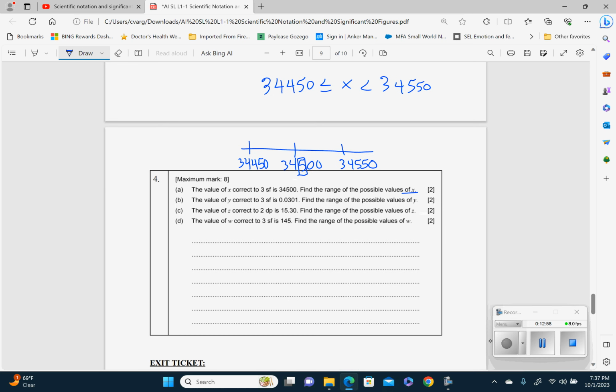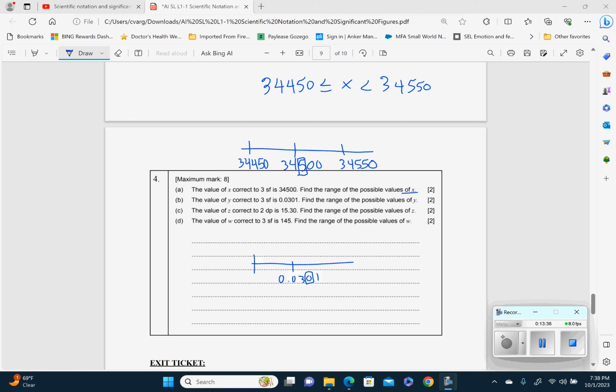So this one right here is, should I do B or C? Let's just go ahead and do B. So we have another number line right here. So I'll go ahead and draw this, and the number that we have in the middle is 0.0301. And so since this is 3 significant figures, 1, 2, 3, right? This number right here. So our lower bound is going to be, we're going to subtract 1 from this number right here.